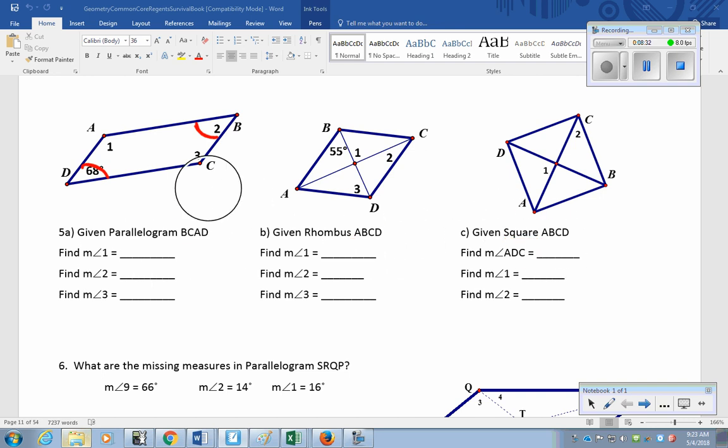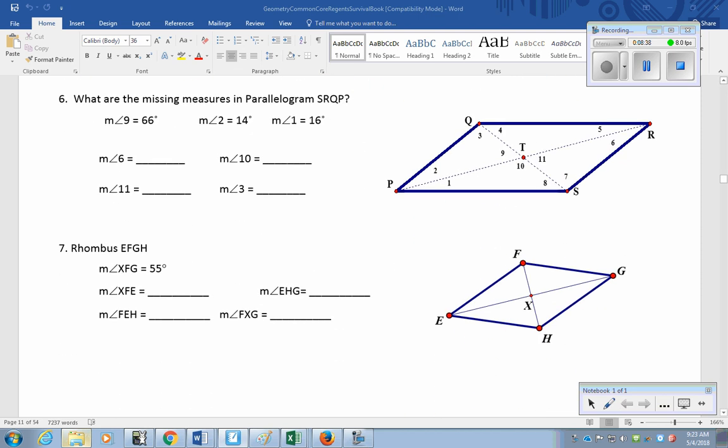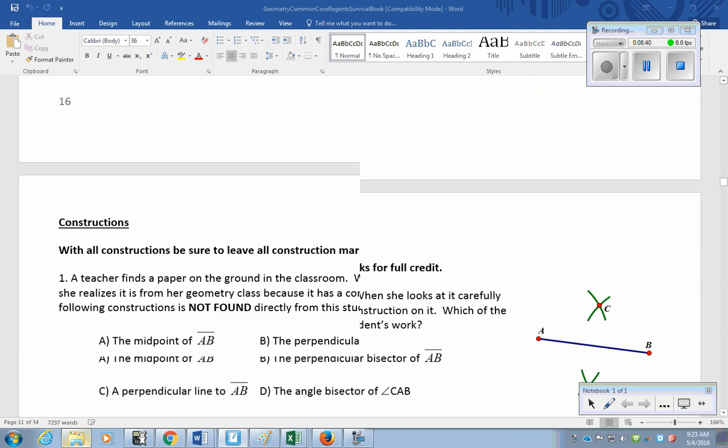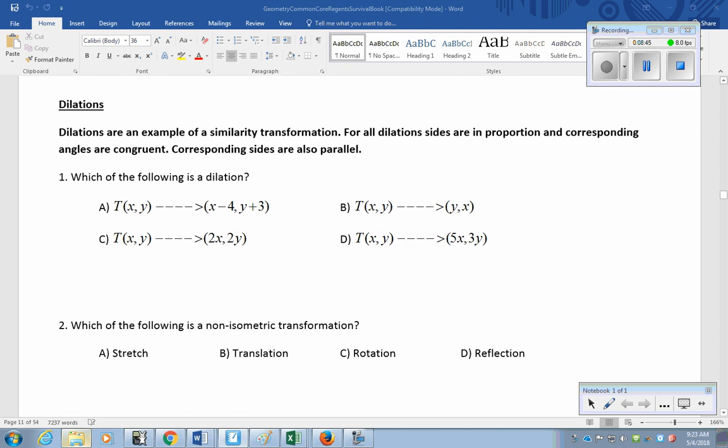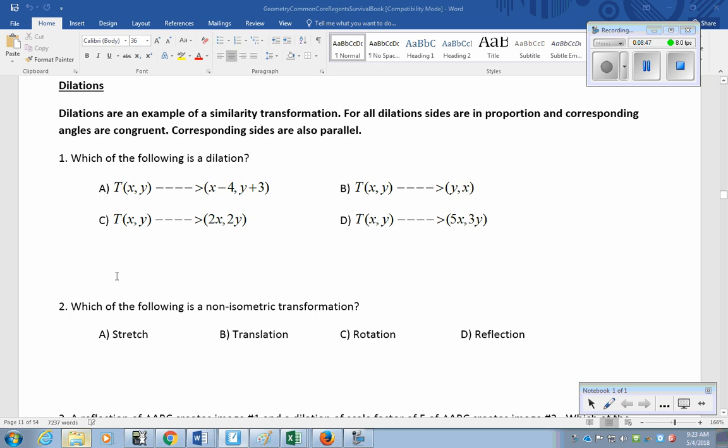So we have one more section we're going to look at. And again, if you want to work on that question, finish it up, pause the video now. After that, like I said, we got to skip over the construction section. So you don't have the construction tools, but we're going to look at dilations.